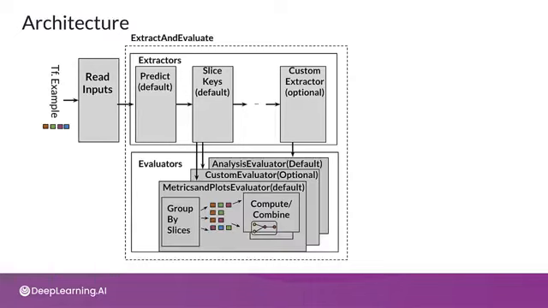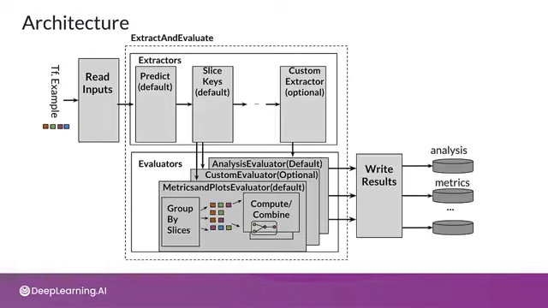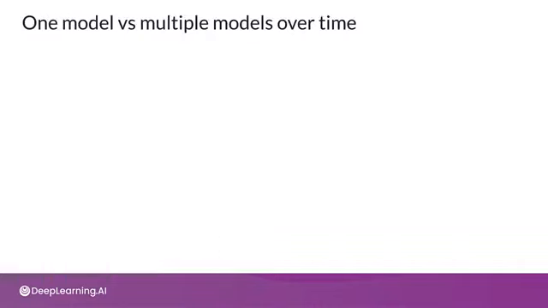The next stage, evaluation, also performs distributed processing using Apache Beam. There are several evaluators, and you can create custom evaluators as well. For example, the metrics and plots evaluator extracts the required fields from the data to evaluate the performance of the model against the received predictions from the previous stage. The final stage, write results, as the name suggests, writes the results to disk.